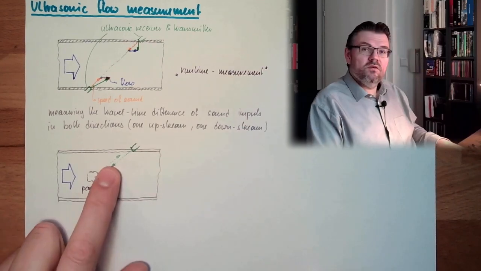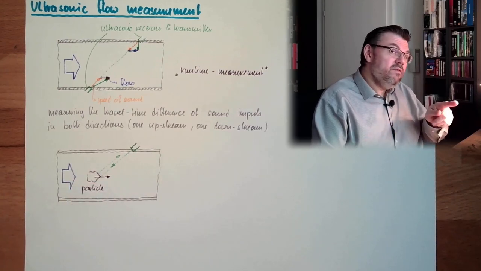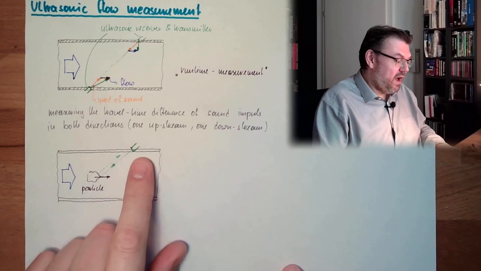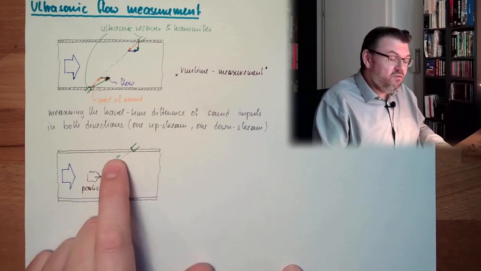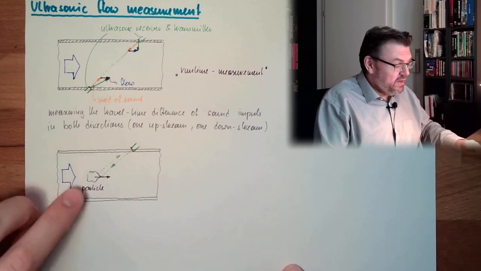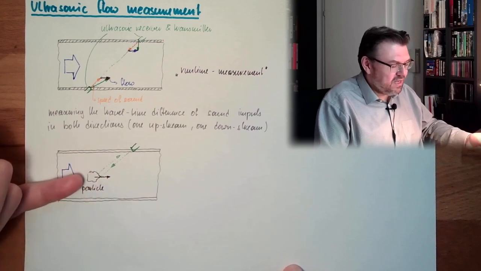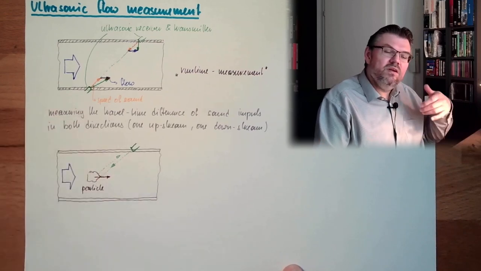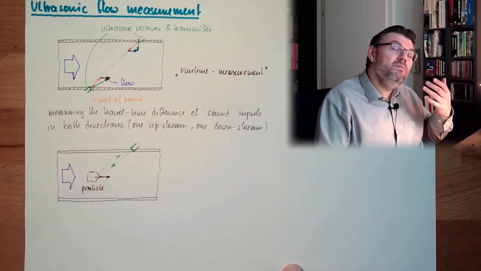This is echoed here, and because this is moving, I have a shift in frequency. So I put a sound with a certain frequency out, and I receive a sound with a different frequency. If it's the same frequency, then it means it's at a standstill. The echo is the same frequency. If it's getting closer to me, then the frequency will be higher. If it's getting far away from me, the frequency will be lower.